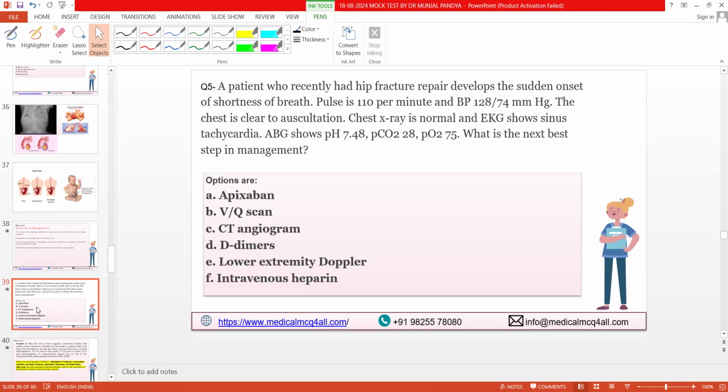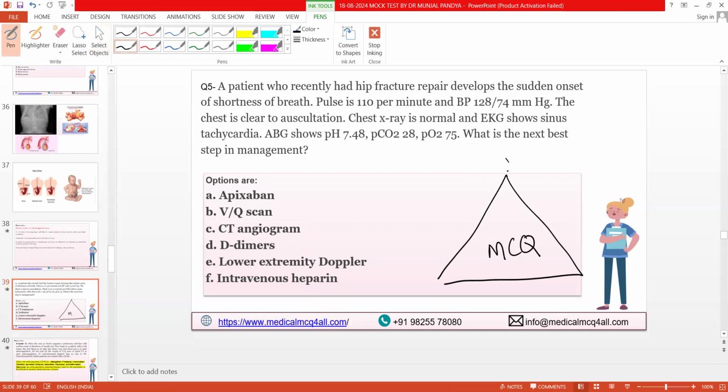Is it apixaban? Is it VQ scan? Is it CT angiogram? Is it D-dimer, lower extremity Doppler, or start intravenous heparin? Again, you think over this answer. Meanwhile, I prepare my homework, I prepare my diagram. So I first need the diagnosis, how I investigate the patient, and what is the treatment. These three answers we need.